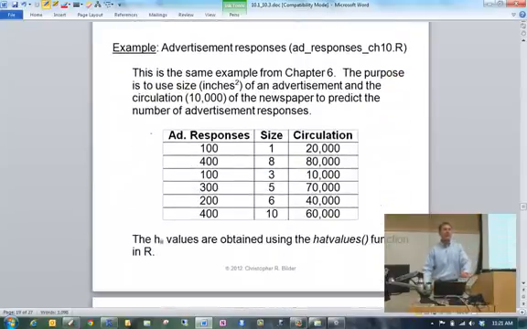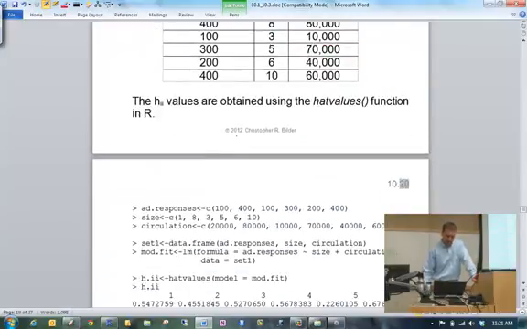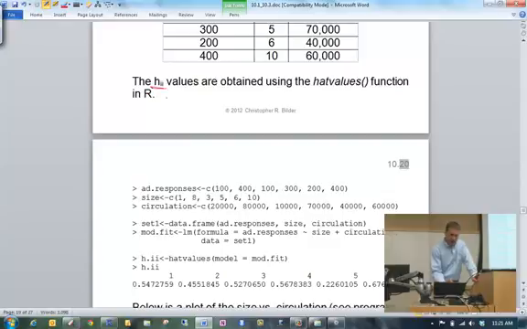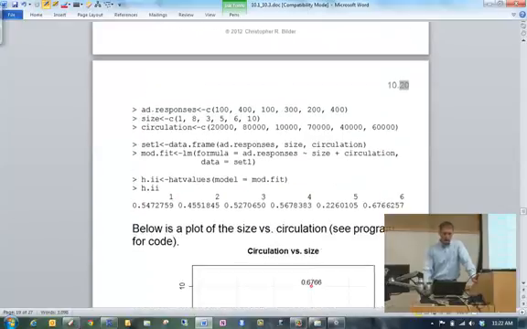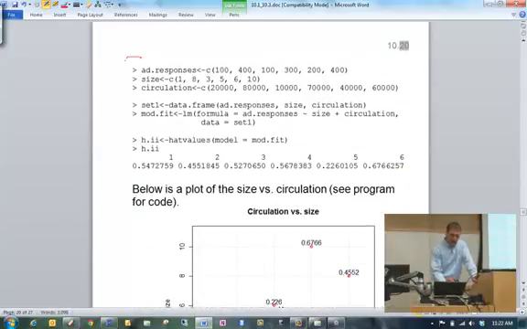So let's take a look at a quick example that illustrates that. This is the advertisement responses data that we first saw in Chapter 6. If you remember, we used size and circulation to try to predict the number of ad responses. In this setting, to get the h_ii values, I can use a function called hatvalues. Not too difficult. I enter in the data, use the lm function to estimate the model, and then pull out the hat matrix diagonal values using hatvalues.